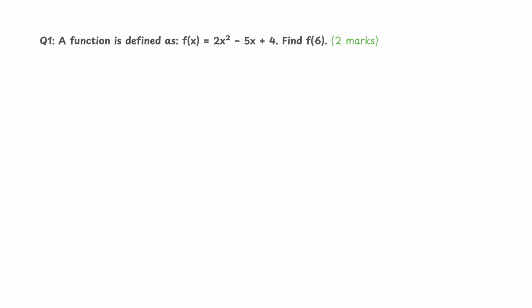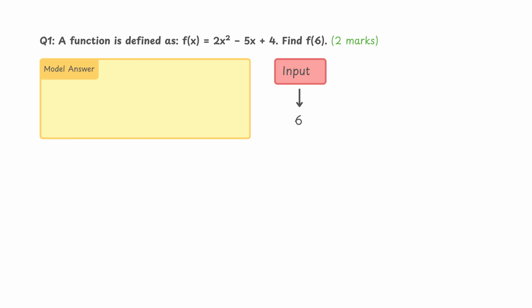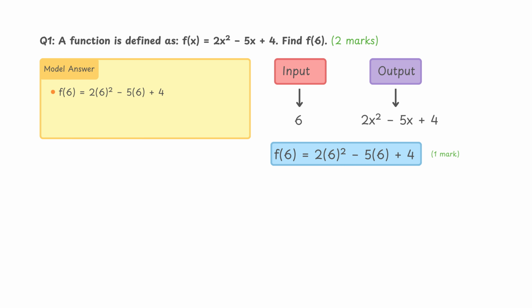We are given a function defined as f of x equals 2x squared minus 5x plus 4, and we are asked to find the value of f of 6. This question is worth 2 marks. So what does this mean? It means we substitute x equals 6 into the function. Everywhere we see x, we replace it with 6. So we write f of 6 equals 2 multiplied by 6 squared minus 5 multiplied by 6 plus 4.